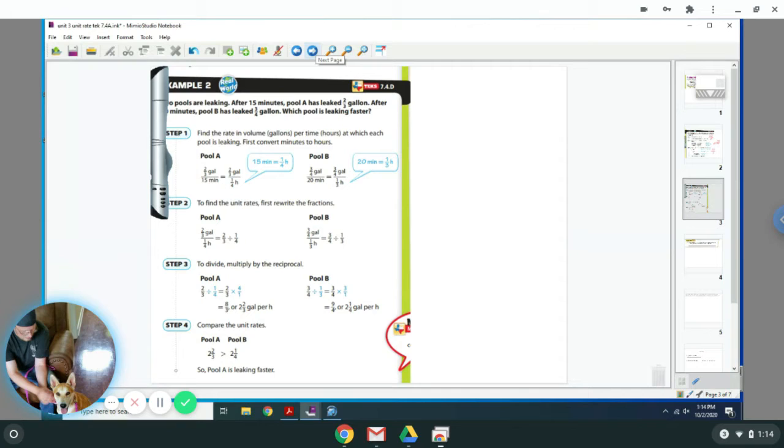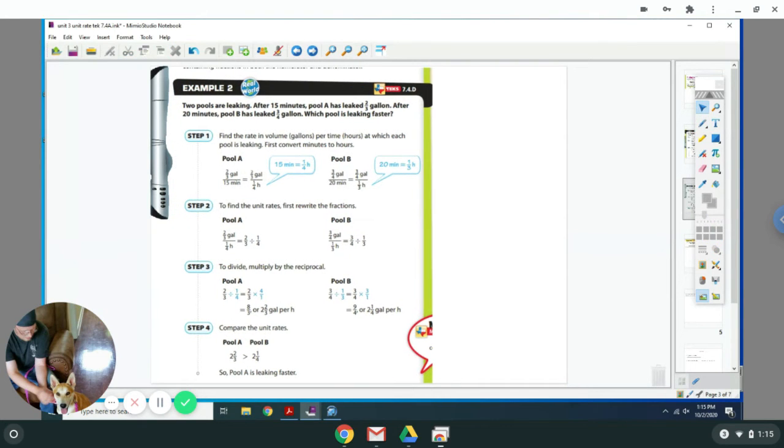Next is there's a pool that's leaking. After 15 minutes, pool A leaked 2/3 gallons. After 20 minutes, pool B leaked 3/4 gallons. Which pool is leaking faster? So A leaked 2/3 in 15 minutes. So I need to figure out what it is in 1 minute.